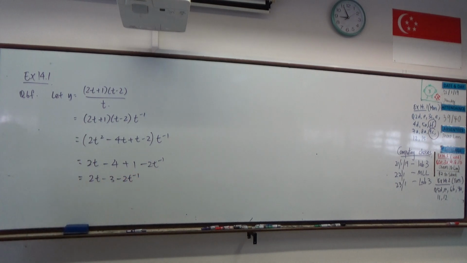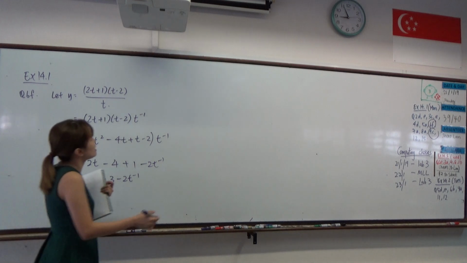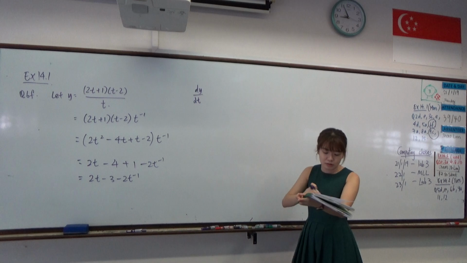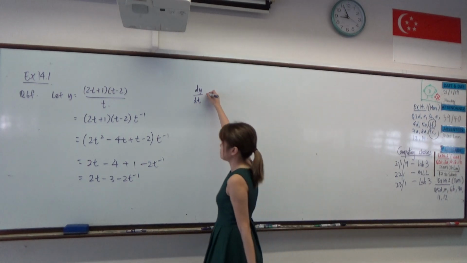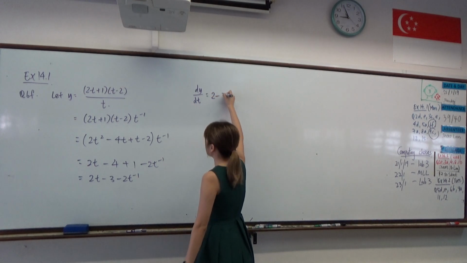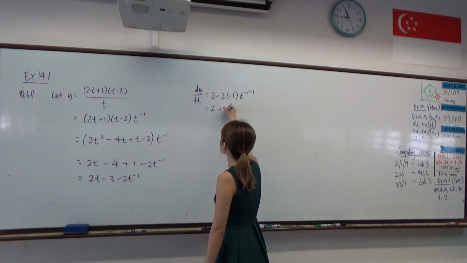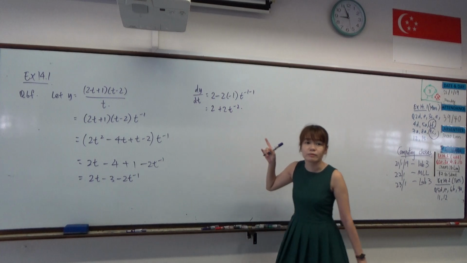So when you simplify the expression for y, you will get this. Then when you want to differentiate, you will be differentiating with respect to t. In this case, you will get 2 minus 2 times minus 1 t to the power of minus 1 minus 1. Then this will be the answer.